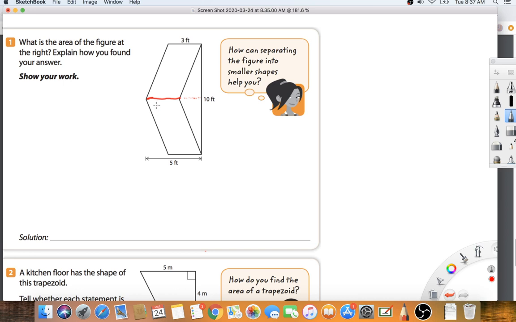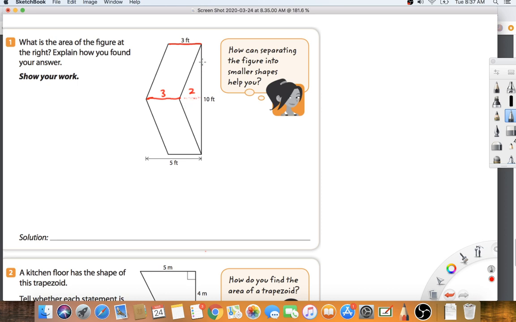Oh, so look, check this out. So if this is 3 for the parallelogram, this is going to be 3 as well. This is going to be 3 as well. But look, from here all the way to over here, it's 5. If this to this is 5 and this is 3, that means that this is going to be 2 right here, the height of this triangle.